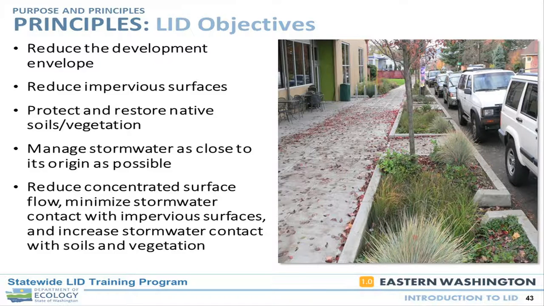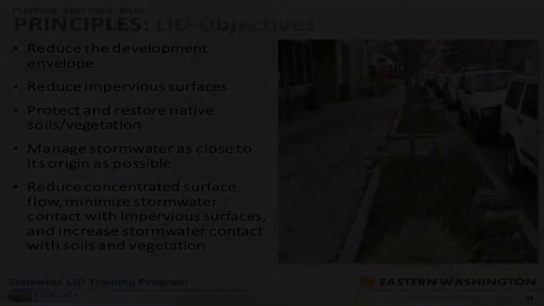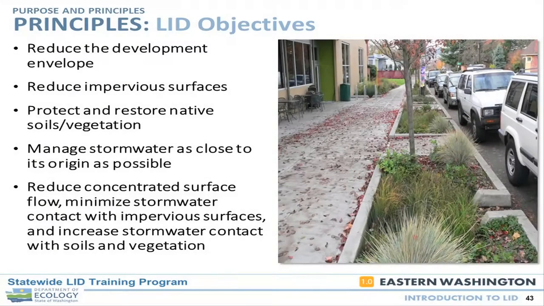The traditional kind of gray stormwater solutions try to pipe it and get it offsite as quickly as possible. And this is very different. It's managing it where it falls or as close to its source as possible. Another objective is reducing concentrated surface flow and minimizing stormwater contact with impervious surfaces, as well as increasing stormwater contact with soils and vegetation.